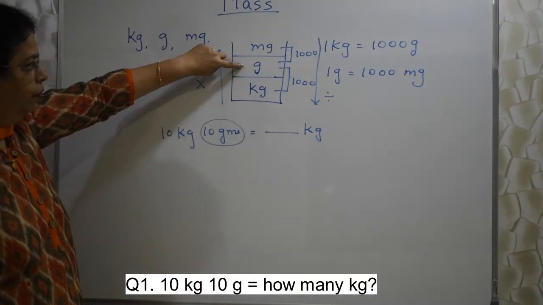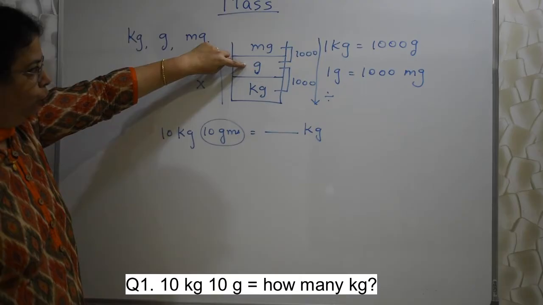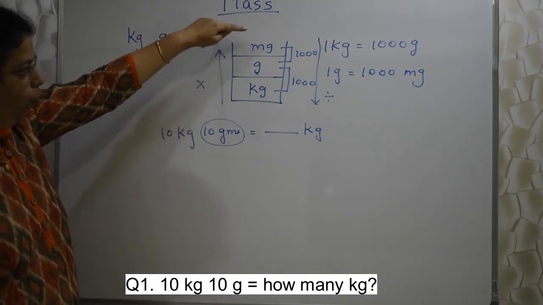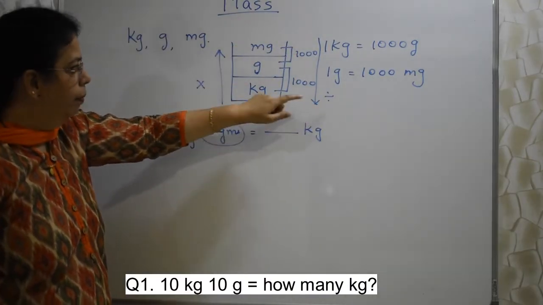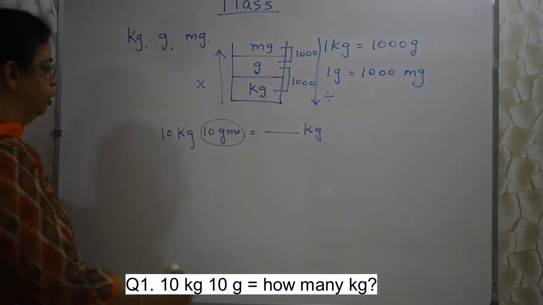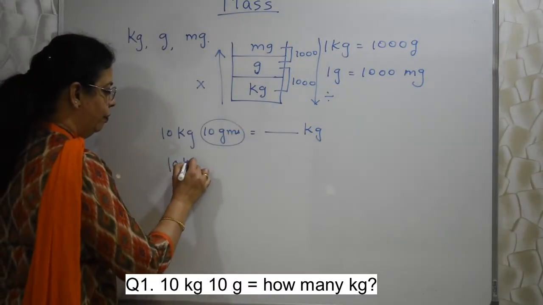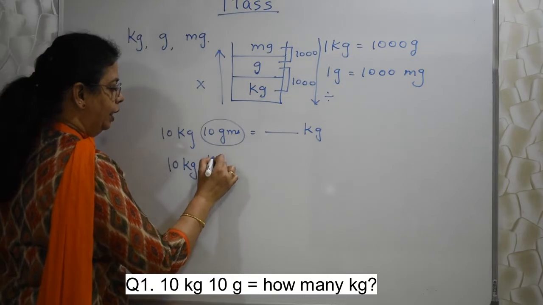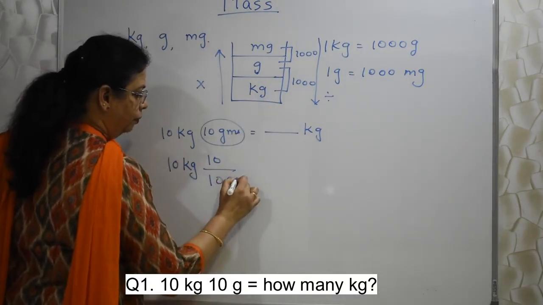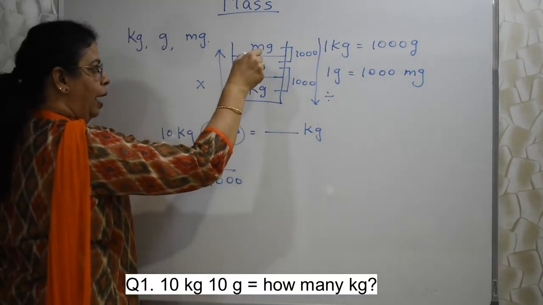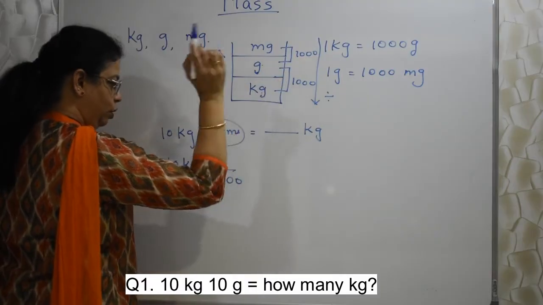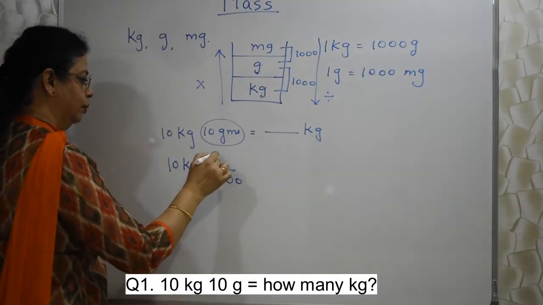See, we have grams. We want to convert them into kg. So from here we are going down. Going down means division. By how much? What is the relation between the two? It is of 1000. So 10 kg will remain like that and 10 grams I will have to divide by 1000. Because from gram I am coming down to kg, coming down is division and by 1000.